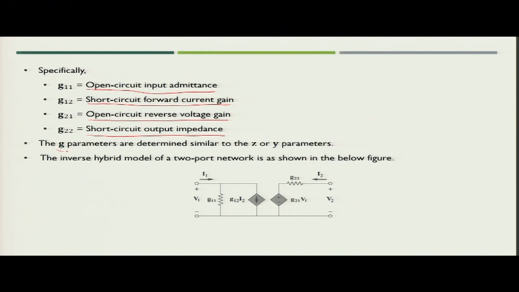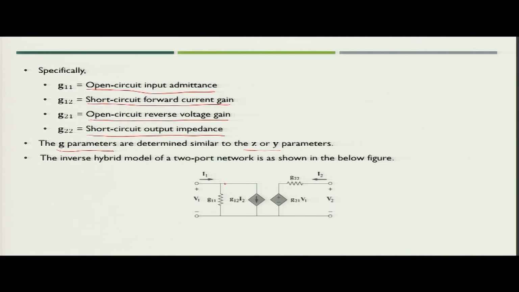Now, here also you can find the G parameters similar to what we did in case of Z or Y parameters. The inverse hybrid model, that is the G parameter model, you can draw like this. If you see here, the current source and the resistances are in parallel, so you can use nodal analysis in this case.